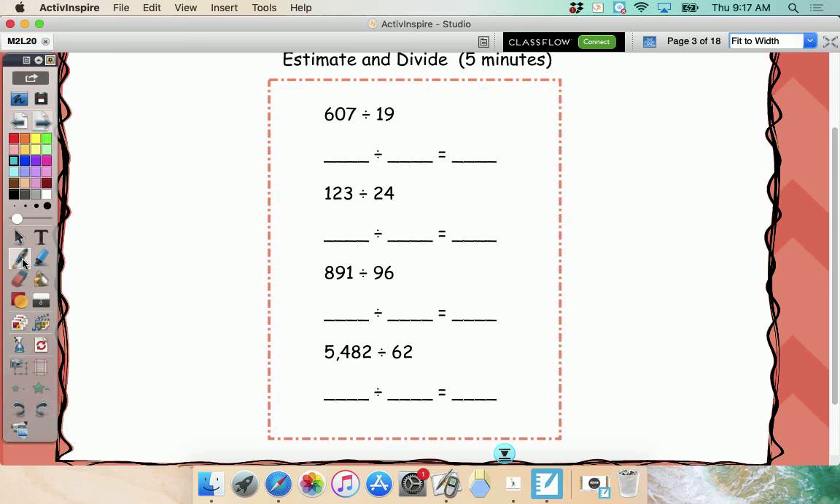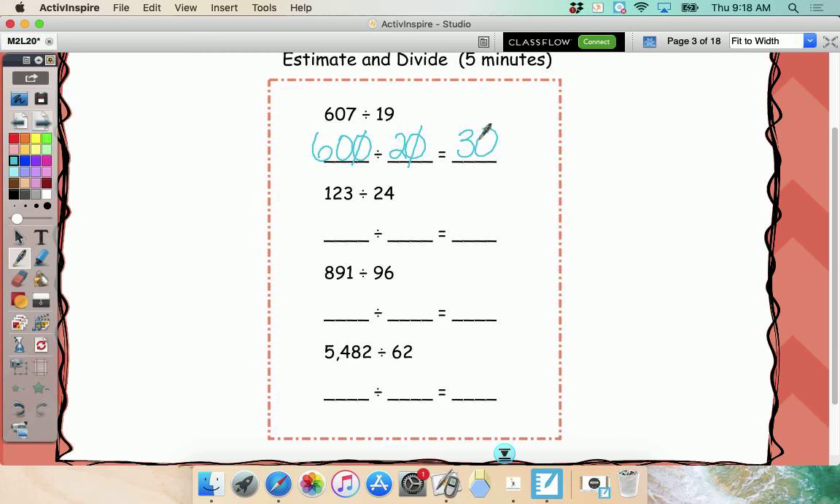and divide evenly with the divisor. So 19 rounds to what? 20. Okay. So what number could I pick close to 607 that will divide evenly with 20? 600. And you know, a lot of times I just ignore the zeros and just think about the 2. What number does 2 divide evenly into? Okay. Now I can cross off these zeros. So 60 divided by 2 is 30.